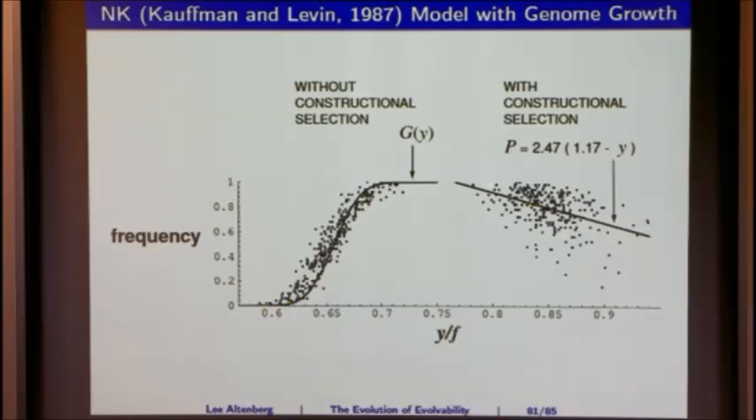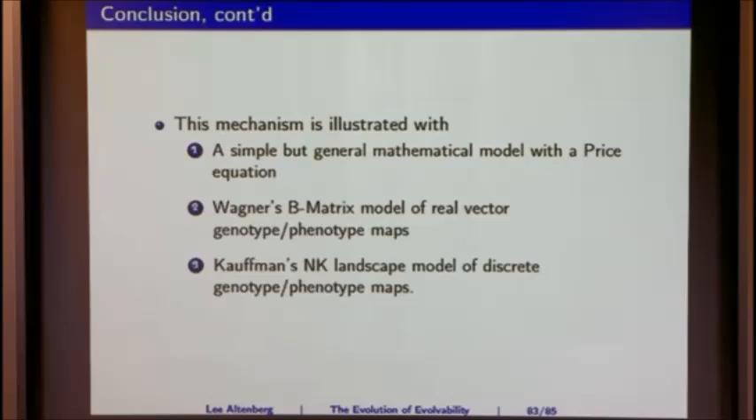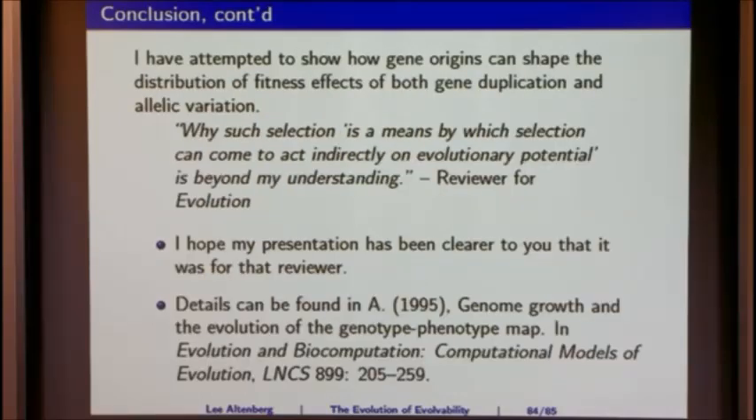So to conclude, we've seen some of the early history and continuing controversy about the evolution of evolvability. And I've described a general mechanism by which evolvability can evolve through individual selection. And the mechanism occurs through the relationships between the distribution of fitness effects of a gene origin, of its subsequent allelic variation, and subsequent gene duplication. And the mechanism I illustrated with a simple but general mathematical model with a price equation, and Wagner's B-matrix model of real vector genotype-phenotype maps, and Kauffman's NK model of discrete genotype-phenotype maps. And I've attempted to show how gene origins can shape the distribution of fitness effects of both gene duplication and allelic variation.